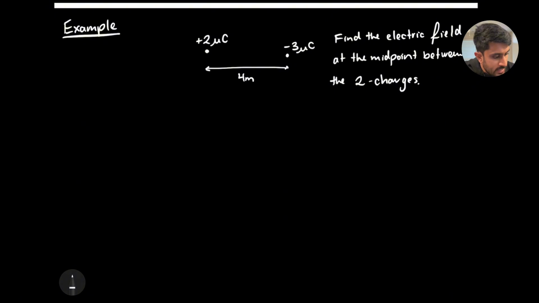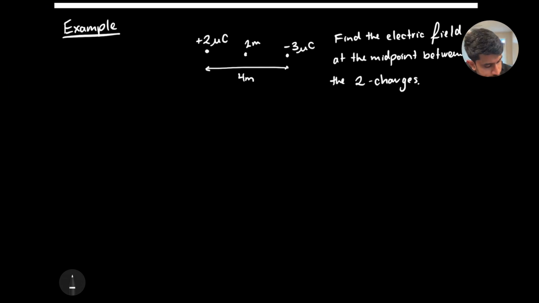So here we have 2 charges. We have a +2 microcoulomb charge and a -3 microcoulomb charge. We also know that those charges are 4 meters away from each other, and we need to find the net electric field at the midpoint between those 2 charges, which is somewhere right here. Let's call that point 2 meters, since the distance between those 2 charges is 4 meters. So again, we can solve this problem exactly the same as we did the previous problem.